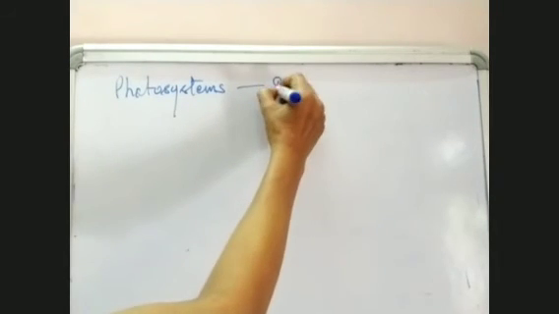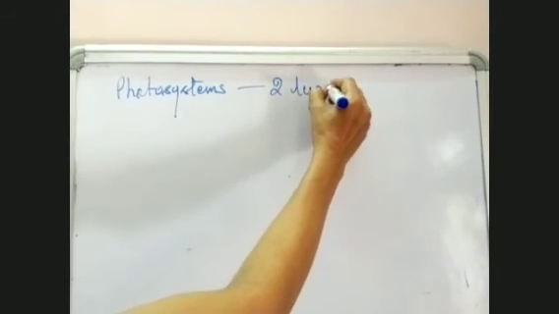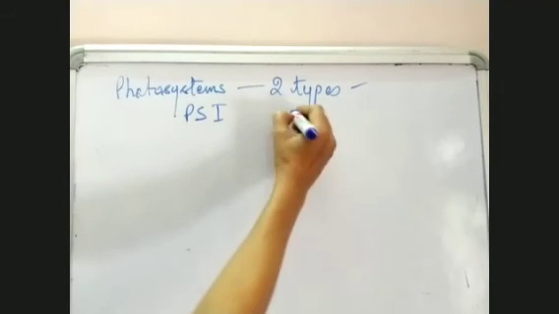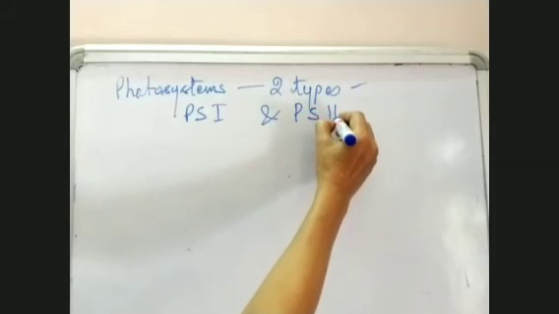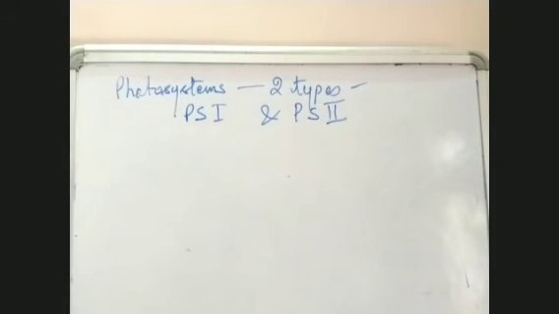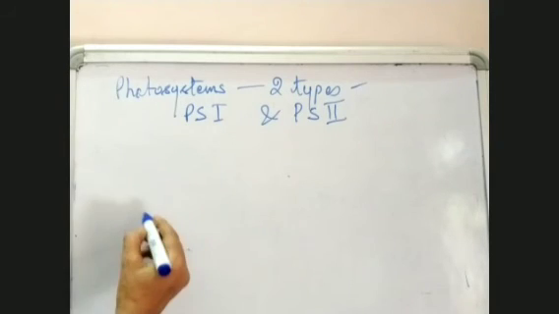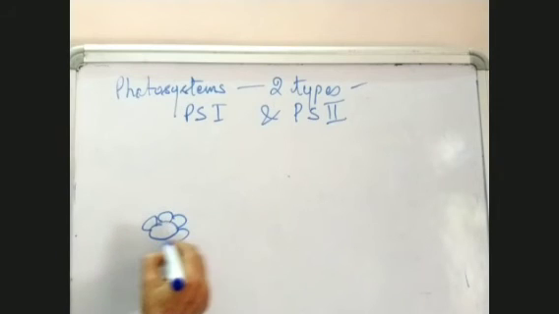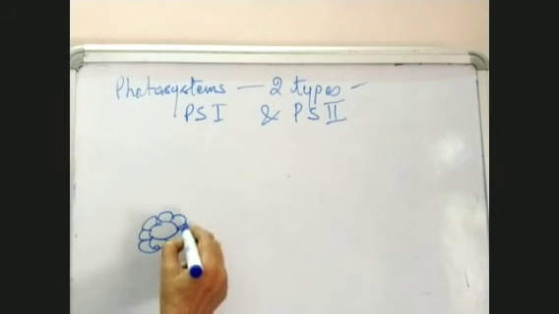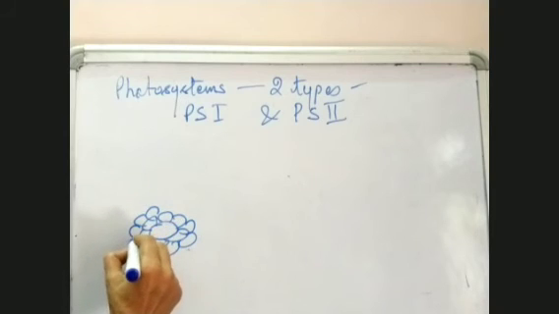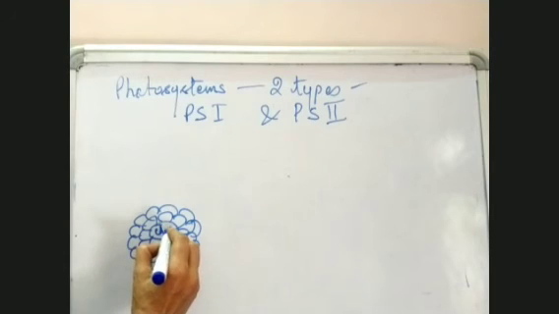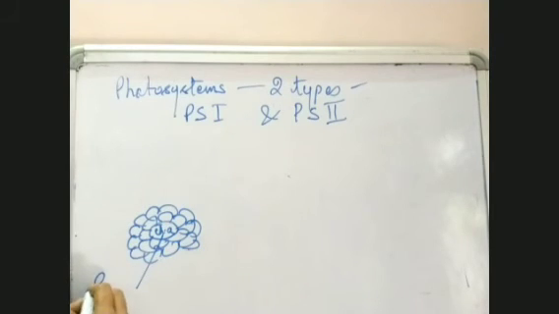There are two types of photosystems, which are known as PS1 and PS2. How do they differ and how do they look? They are almost similar. Chlorophyll A in the center, accessory pigments outside, all lying outside the reaction center. I told you where chlorophyll A lies. This chlorophyll A is present at the center, and this is known as the reaction center.